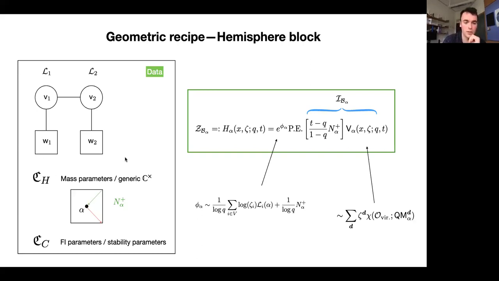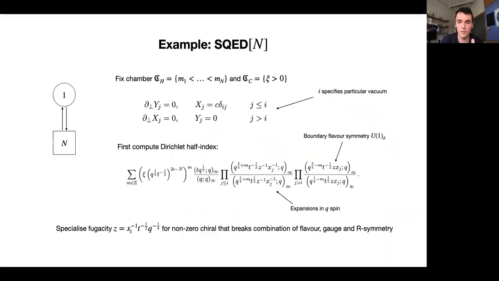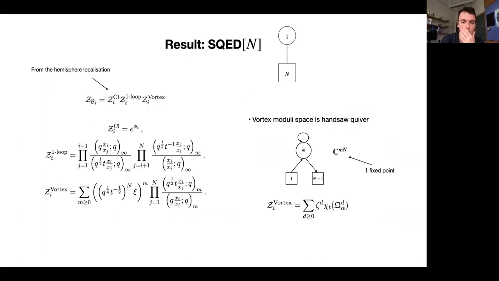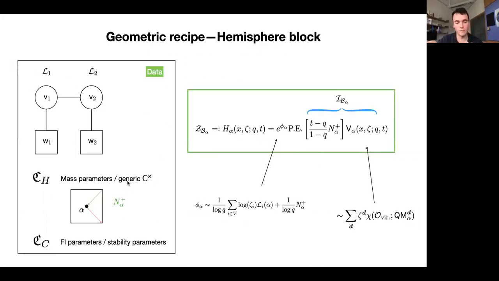Now you also have to pick a chamber. So the hemisphere blocks are defined with respect to a particular chamber choice. And if you change the chamber, then you expect wall crossing of the blocks. Physically, this chamber choice is an ordering on our mass parameters. So for SQED-N, for example, we choose the mass parameters ordered in this way. And in terms of the quiver variety, this is like choosing a particular C star action out of the global isometry group. Once you make this choice, at each fixed point, you've got some subspace of the tangent space called the attracting directions that I'm labeling by N alpha plus. And this space enters the definition of the block.